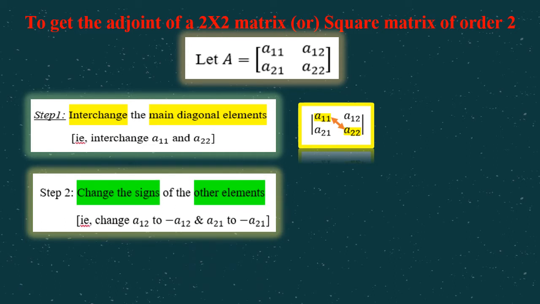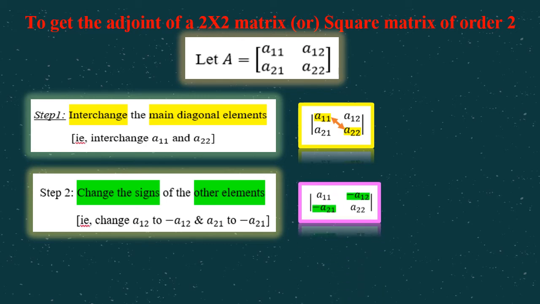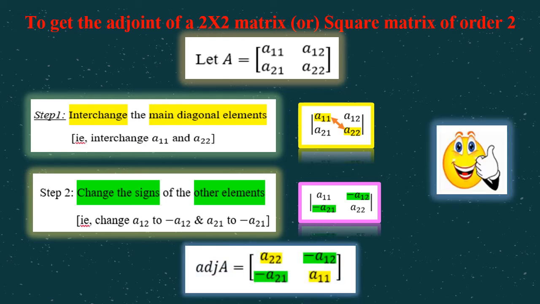Step 2: change the signs of the other two elements. So what are the other two elements? A12 and A21. We replace A12 by minus A12 and A21 by minus A21. So what will be our adj A? Apply the two steps successively so that we get adj A equal to A22, minus A12, minus A21, A11. Remember, step 1 is interchange the main diagonal elements. Step 2, change the signs of the other elements.